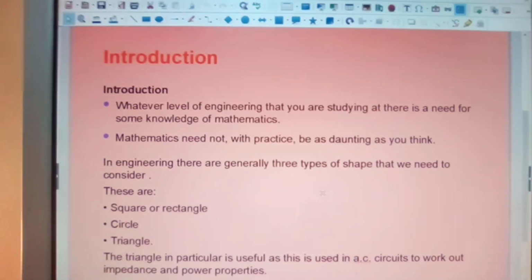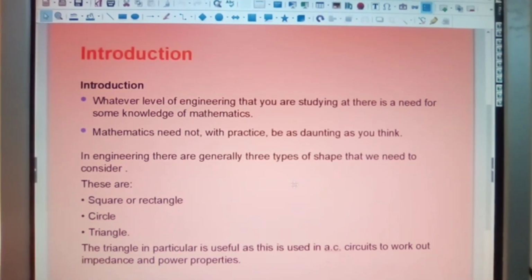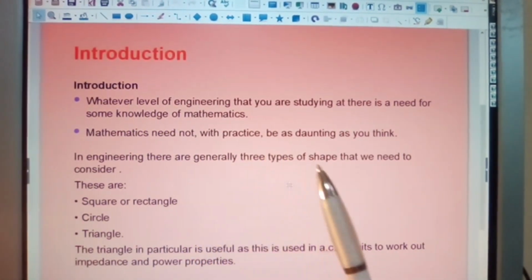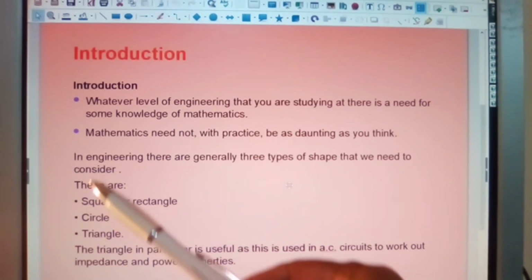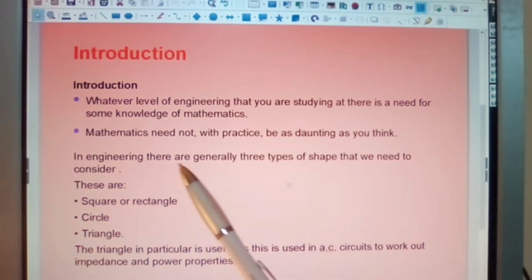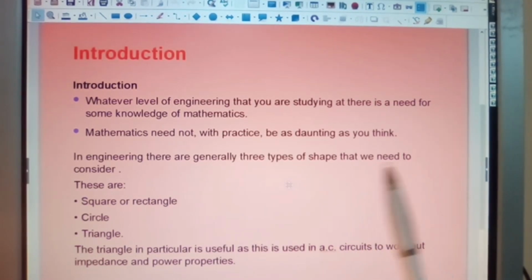Now, introduction. Whatever level of engineering that you are studying, there is a need for some knowledge of mathematics. In engineering, there are generally three types of shape that we need to consider.